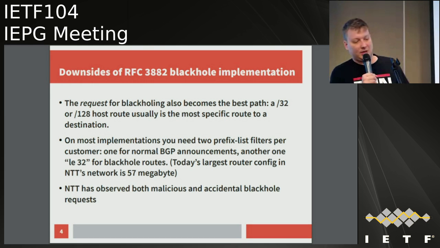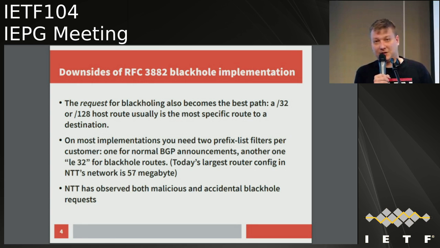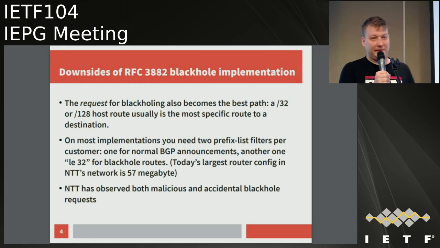Another downside is that on most BGP implementations, you will need two filters: one filter to catch the black holes and figure out which ones you would want to allow, and the other filter is for normal BGP routing. To put this in perspective, today's largest config in NTT's network is 57 megabytes, and roughly 50% of that is because of black hole related prefix lists.